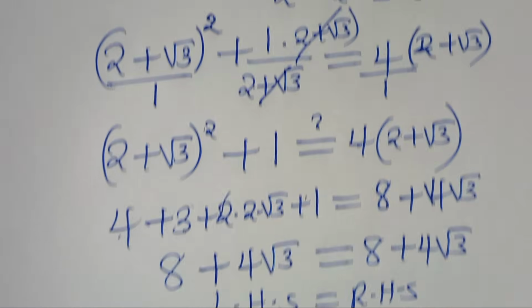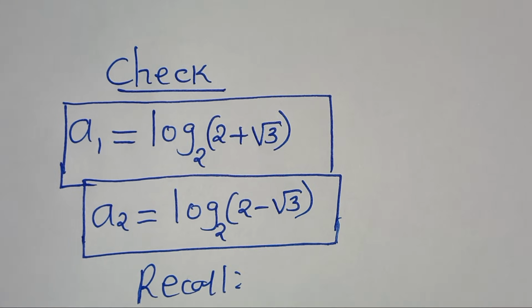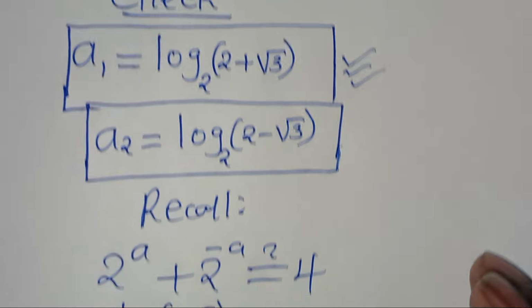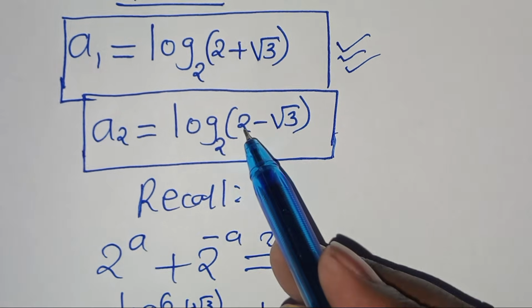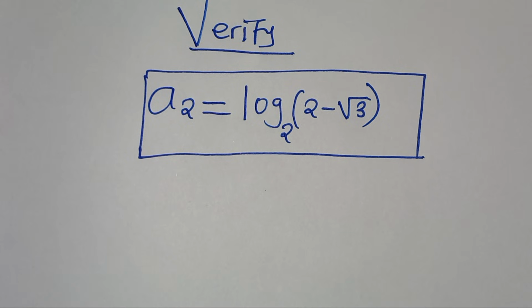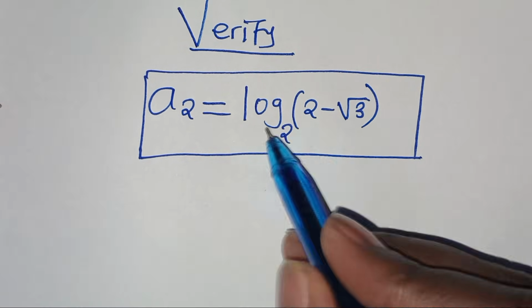And this proves that a1, which is equal to log 2 plus square root of 3 to base 2, satisfies the equation. So let's check a2, which is log 2 minus square root of 3 to base 2. Now let's verify a2, which is log 2 minus square root of 3 to base 2.